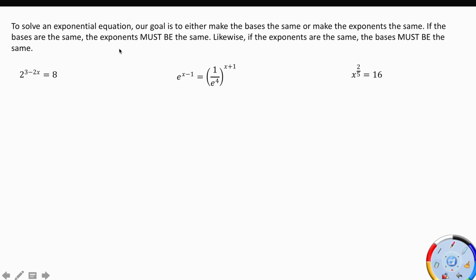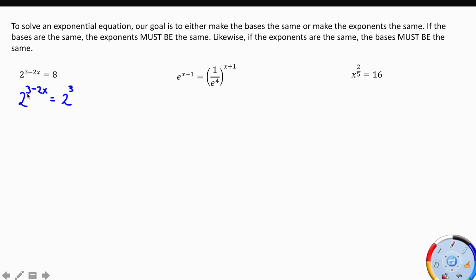Our goal is to either make the bases the same or make the exponents the same. If the bases are the same, the exponents must be the same. Likewise, if the exponents are the same, the bases must be the same. So for this one, because my variable's in my exponent, I'm looking at trying to make the bases the same, and yes, I can write both of these with a base of 2 because I can change 8 to 2 cubed.